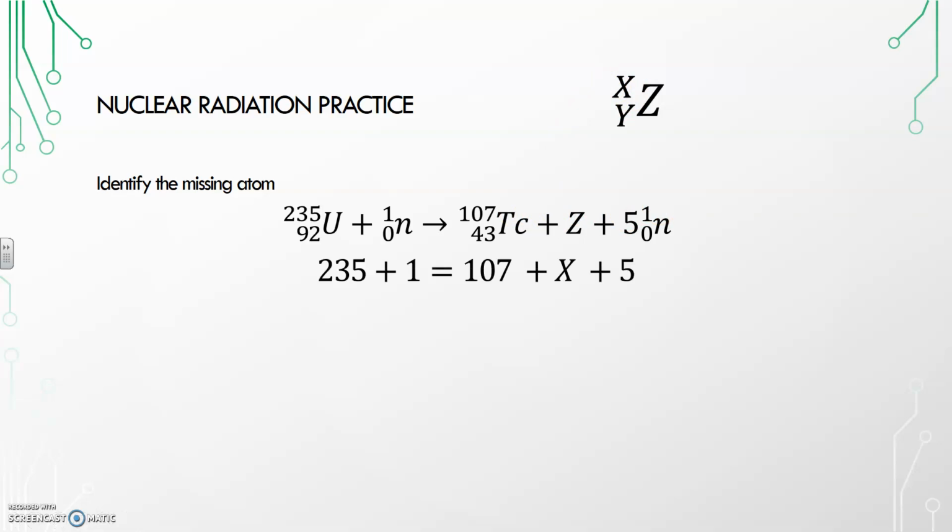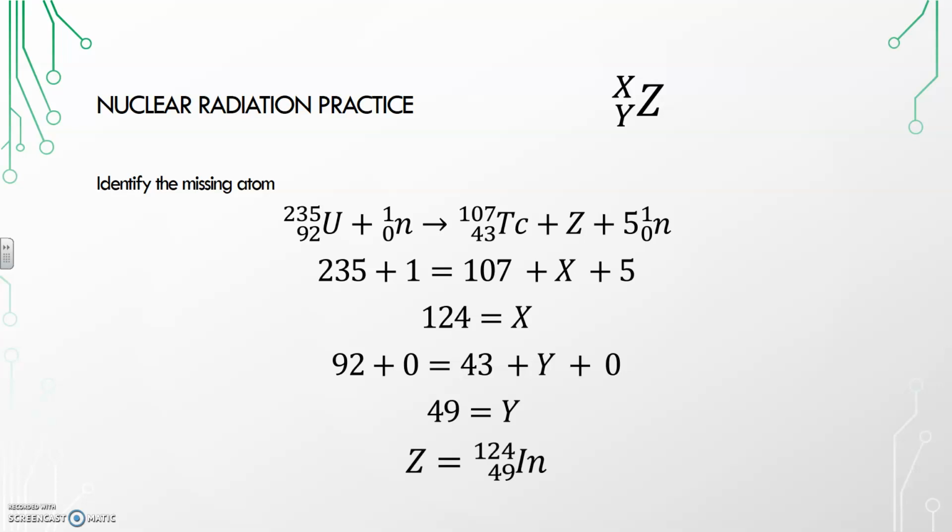And then again, you solve for x. So x is 124. Then you do the same thing for the bottom. So you have 92 plus 0 equals 43 plus our y, and then plus 5 times 0. And again, just solve for y. Then you go to your periodic table to figure out what the element is, and it's 124 over 49, indium. So In.